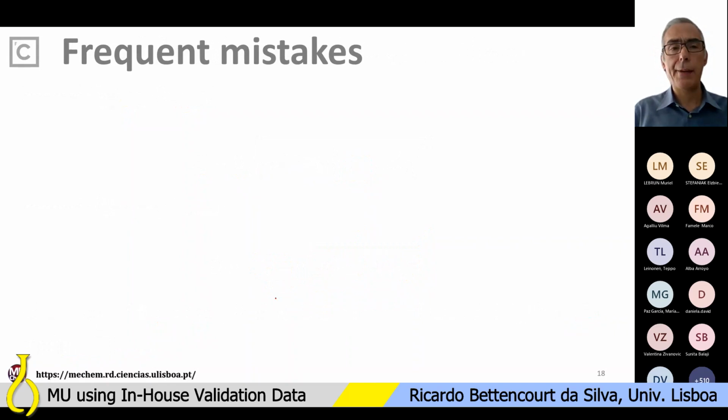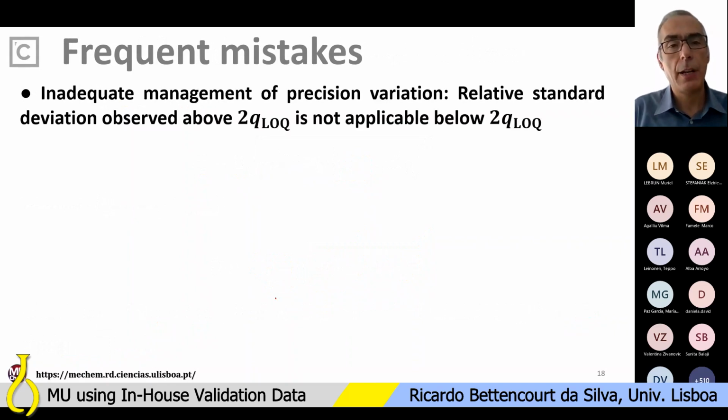Let me close with frequent mistakes that accredited labs produce. Frequently, labs manage the variation of precision with concentration not very well. They assess precision, or the relative standard deviation of precision, above 2 times limit of quantification, and then they try to apply it below 2 times limit of quantification, and this of course will underestimate precision at these lower concentration levels.